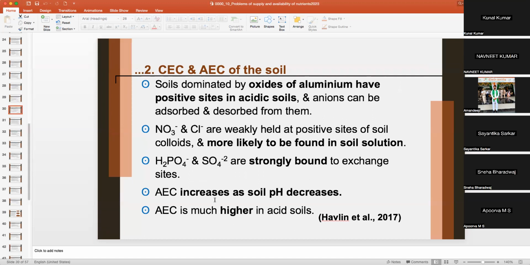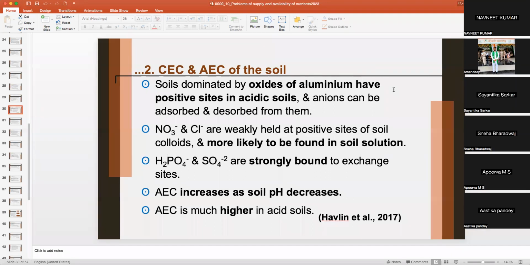Soils dominated by oxides of aluminium have positive sites in acidic soils. This is important. They have more positive sites in acidic soils, and anions can be adsorbed and desorbed from them. Nitrate and chloride are weakly held at positive sites of the soil colloids. They are very weakly held and more likely to be found in soil solution. Similarly, H2PO4 and sulfate are strongly bound to exchange sites as compared to nitrate or chloride.